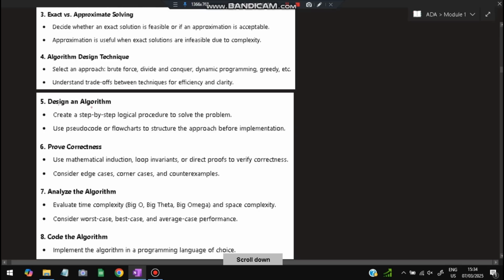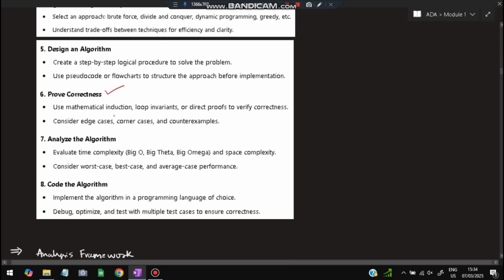Next is design an algorithm. After you have decided which algorithm you'll use, design it with a step-by-step logical procedure. Use flowcharts to understand it better. Then prove the correctness using mathematical induction to show that the algorithm works and is fine for larger inputs as well. Analyze the algorithm, how much time it will take: big O, big theta, big omega. These are also very important topics which I'll be discussing in this module.